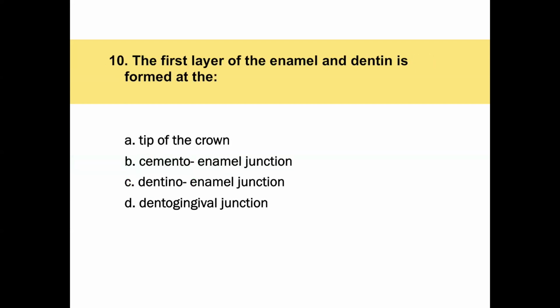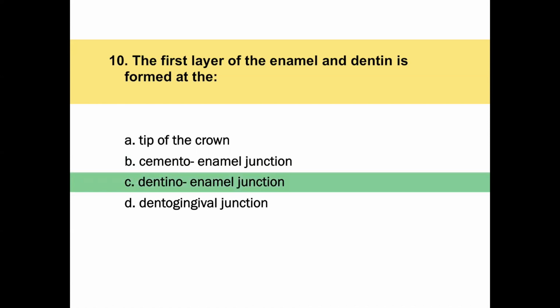The first layer of the enamel and dentin is formed at the A. Tip of the crown, B. Cemento-enamel junction, C. Dentino-enamel junction, D. Dento-gingival junction. Answer C. Dentino-enamel junction.